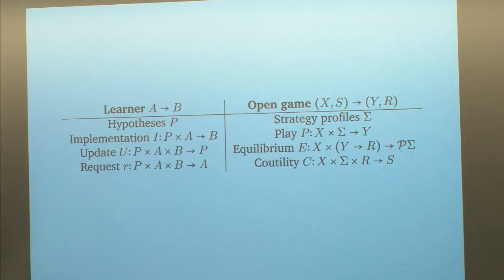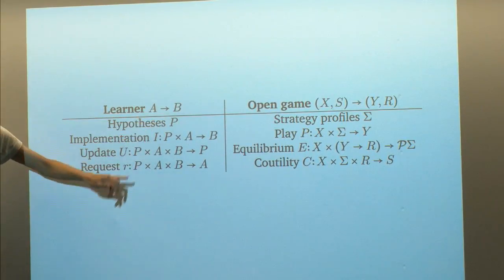This is the last slide, and I just wanted to throw up this analogy in a bit more detail. So again, these learners and these open games have this similar flavor, in particular with this request function and this co-utility function, which seems to have surprised the originators of both structures. But the analogy more precisely is this then.